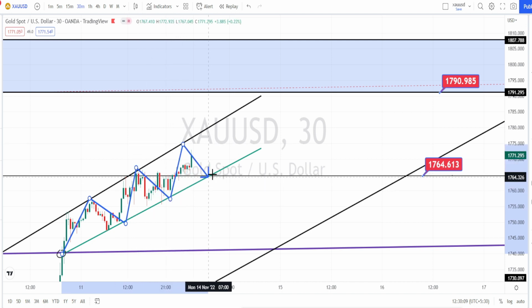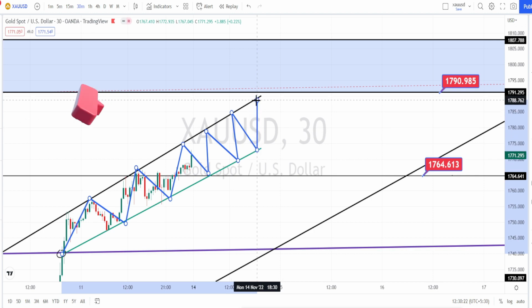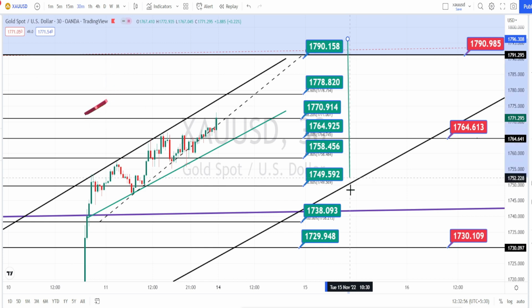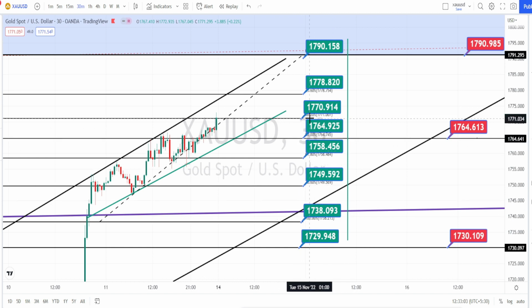So wait for it to break this support line if you want to take trades on the bearish side, and as long as the price action is trading within this support line and the resistance line from the hourly time frame, we can expect the bullish trend to continue in 30 minutes time frame. So the values within these green color boxes are the resistance and support levels for current price action in 30 minutes time frame. Currently the price action is trading between the resistance level of 1770 and support level of 1764.